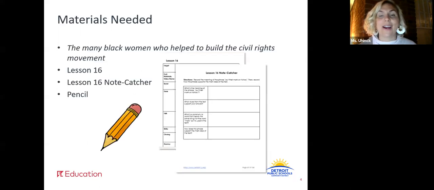All right, so let's get our materials together, or I like to call them tools that we're going to use today. So we need our text. It's titled The Many Black Women Who Helped to Build the Civil Rights Movement. We're going to need our lesson 16 note catcher. All of those materials you can find in your ELA packet, and you're going to need a sharpened pencil. So go ahead and pause the video now as you collect your tools you're going to need for today. All right, now that we have our tools, let's get to work.